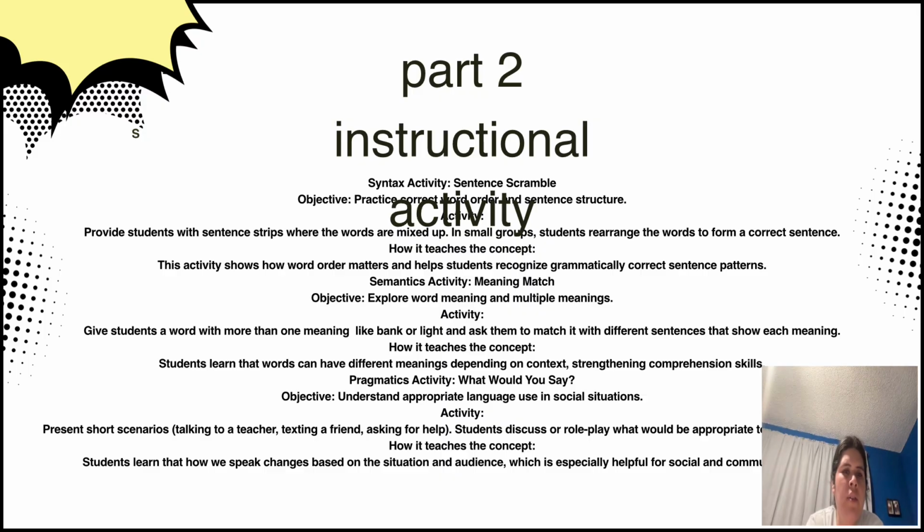Part two is the activity for syntax: sentence scramble. When I was in middle school, I used to do a lot of word puzzles, and I found that having kids do a word puzzle or scramble the words gets them more engaged, talking more, building more small groups, and being more interactive.